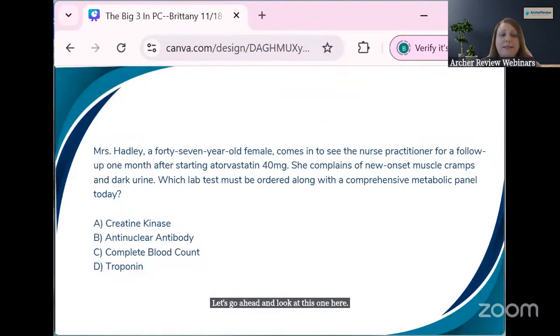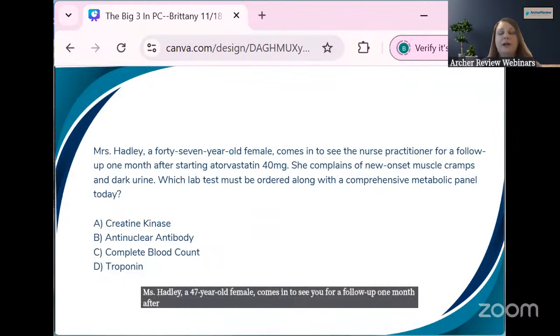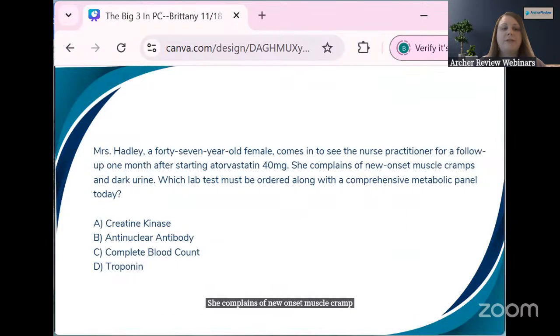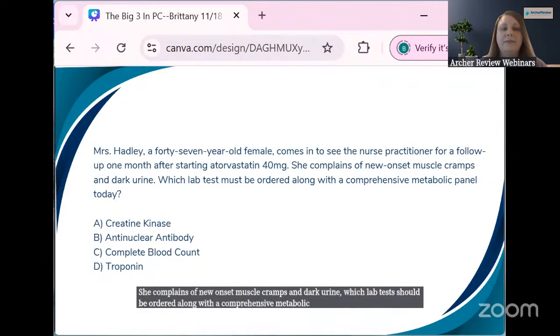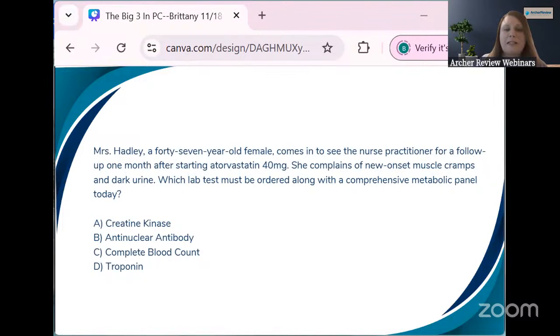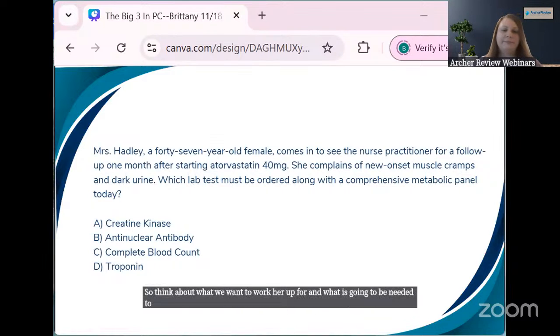Okay, let's go ahead and look at this one here. Miss Hadley, a 47-year-old female, comes in to see you for a follow-up 1 month after starting her atorvastatin 40 milligrams, because y'all are great nurse practitioners and you're going to see her in a month. She complains of new onset muscle cramps and dark urine. Which lab tests should be ordered along with a comprehensive metabolic panel today? So think about what we want to work her up for and what is going to be needed to work her up for that.